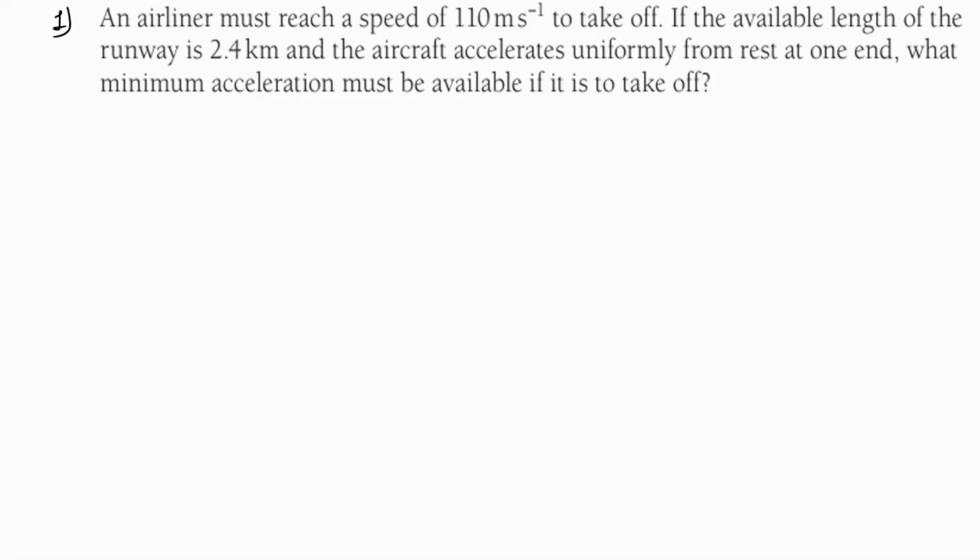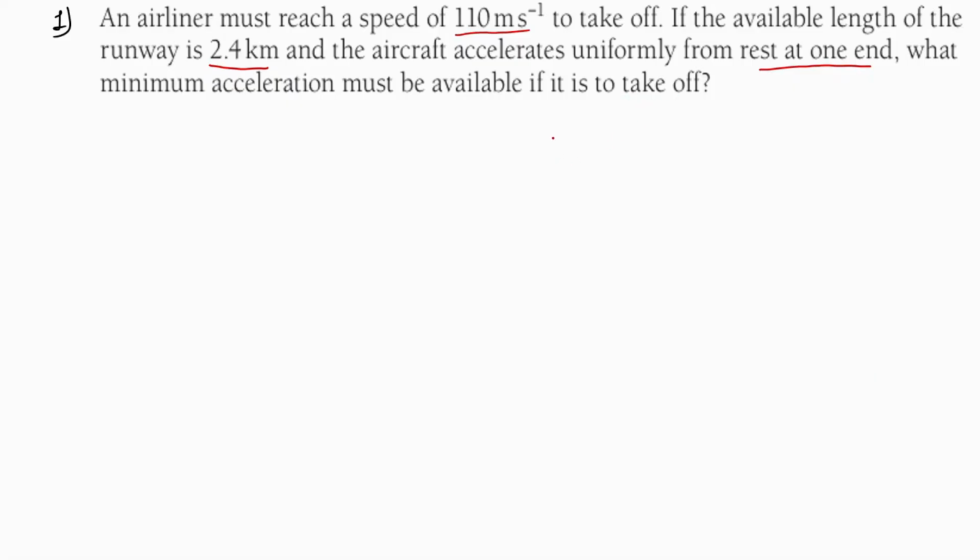An airliner must reach a speed of 110 meter per second to take off. If the available length of the runway is 2.4 km and the aircraft accelerates uniformly from rest at one end, what minimum acceleration must be available if it is to take off?